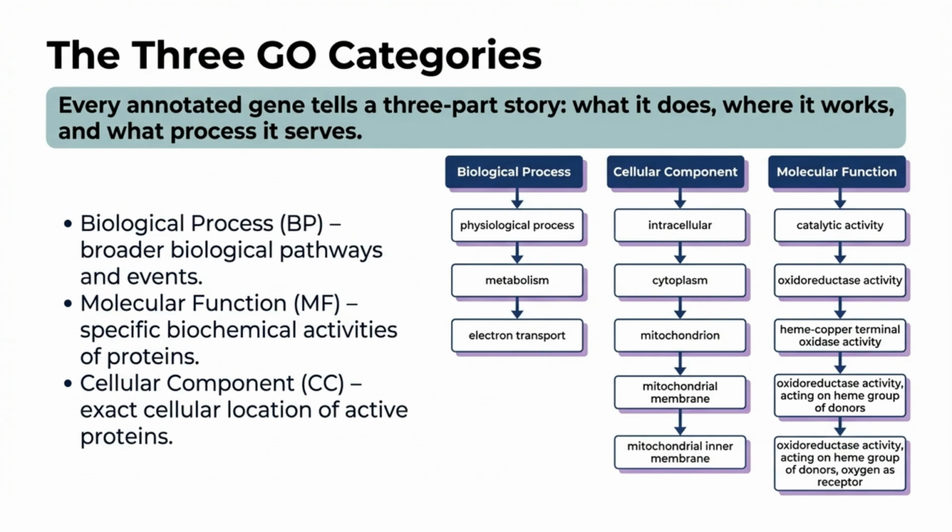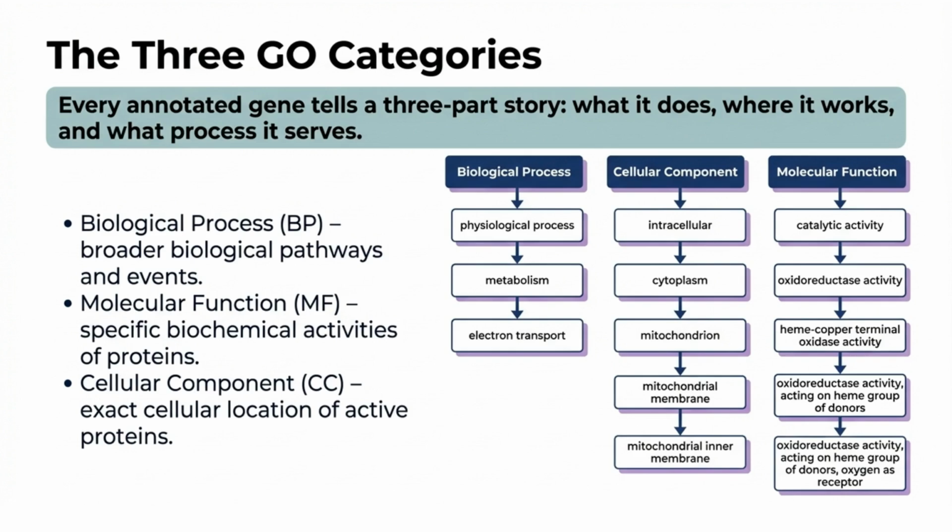The first is biological process. This describes the larger process the gene contributes to, such as cell cycle, apoptosis, or glucose metabolism. The second is molecular function. This describes the specific biochemical activity of the molecule, such as ATP binding, enzyme activity, or DNA binding. The third is cellular component. This tells us where the molecule acts, such as the nucleus, mitochondrion, plasma membrane, or ribosome.